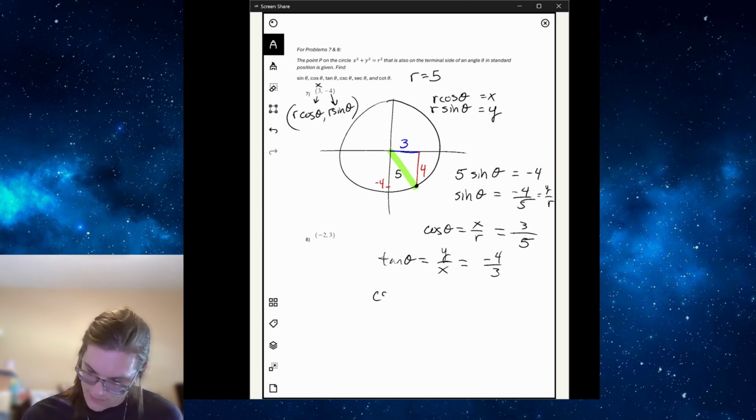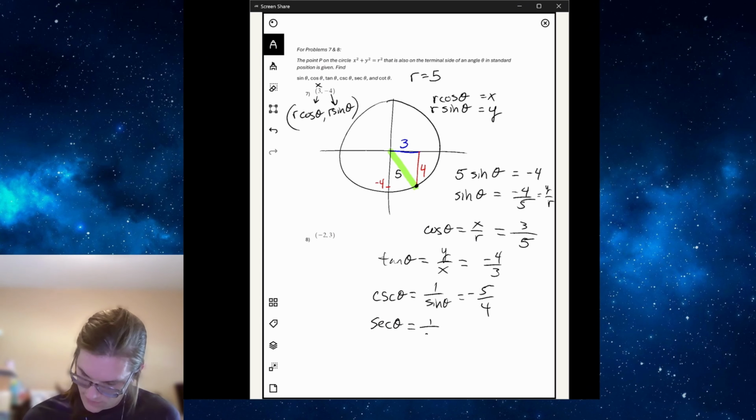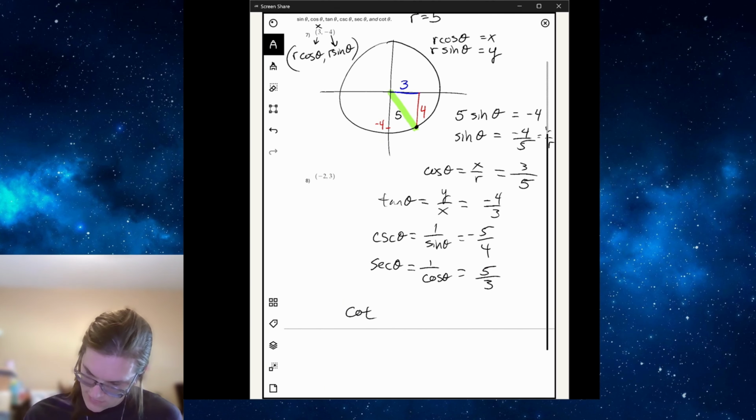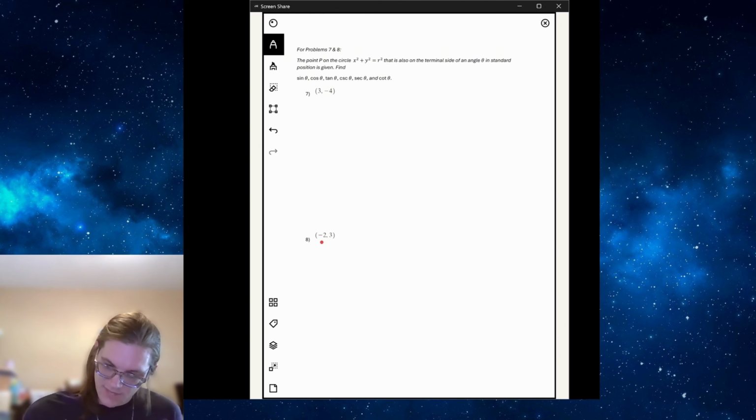And they asked us for cosecant. It's 1 over sine. Sine, we determined, is negative 4 over 5. So flip it. And it wants secant, which is 1 over cos. Cos is 3 over 5, so our secant is 5 over 3. And then cotangent's last, you just flip tangent. Easy.